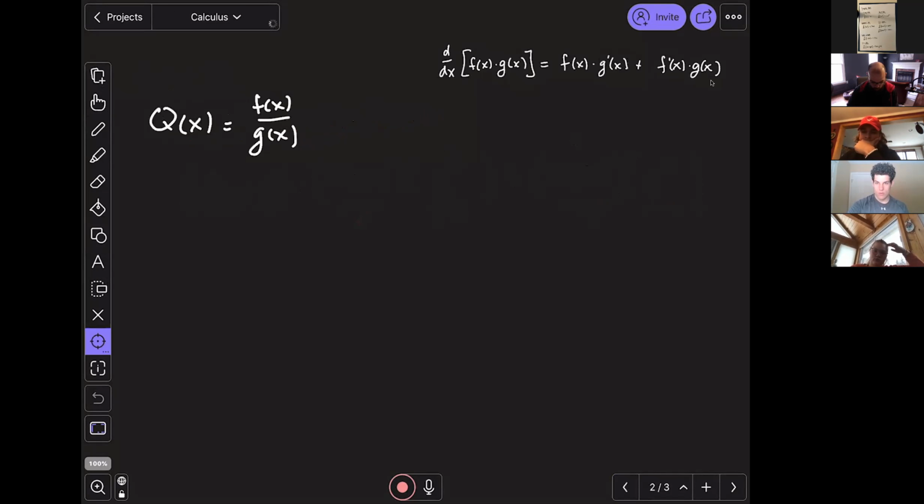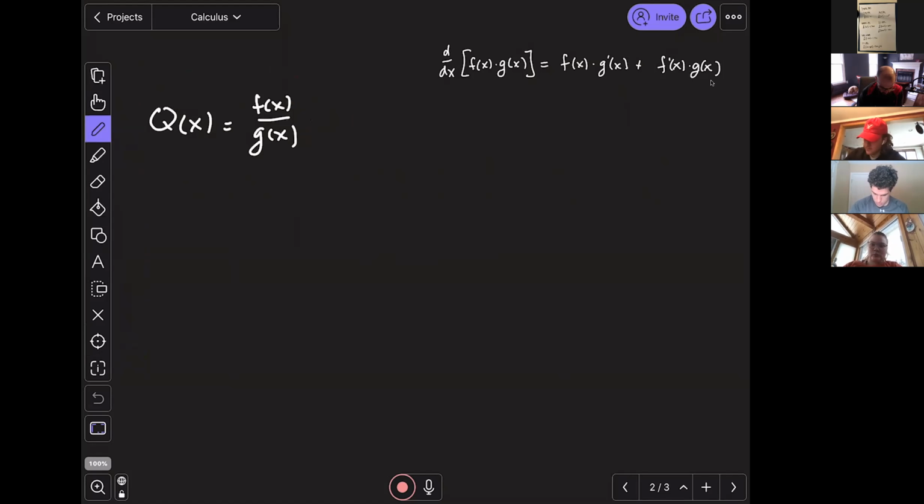And what we're going to do today is use the product rule, which I have up here conveniently, to think about the derivative of a quotient. So if you have two functions that are being divided like this, so you have a numerator and a denominator, how can we take the derivative of something that looks like this?